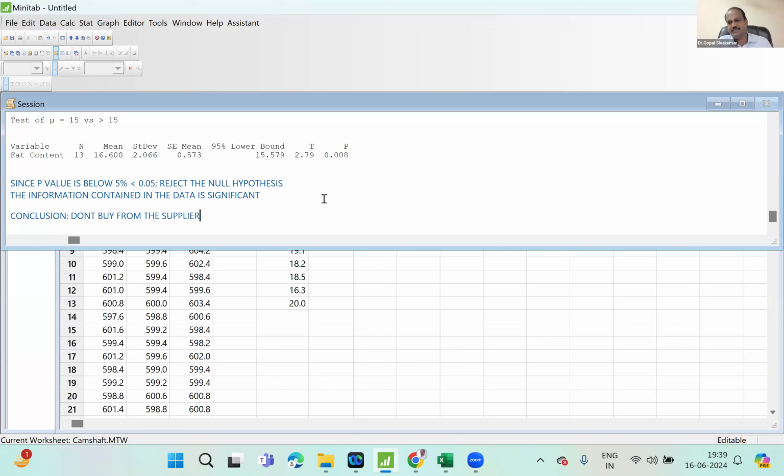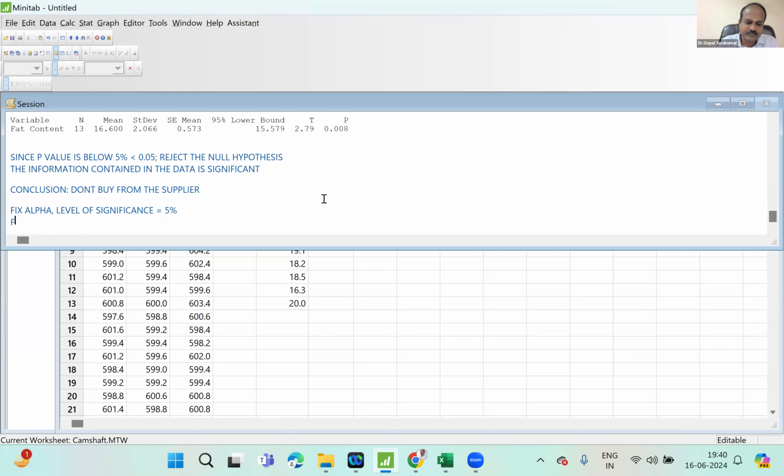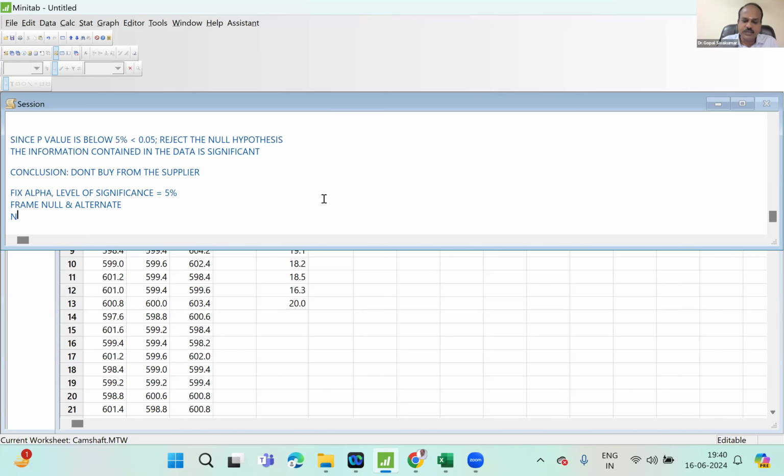See how we are using the statistics. All of you understand? Always any hypothesis testing starts with fixing the alpha. Fix alpha. Alpha is always fixed, assumed to be 5%. What is alpha? This is known as level of significance. Level of significance is 5%. Now, what is next step? Frame null and alternate.